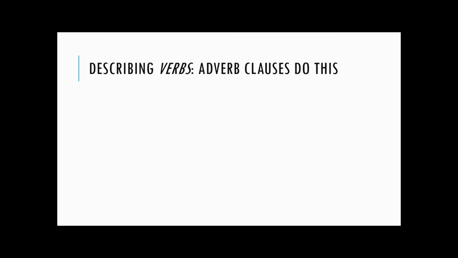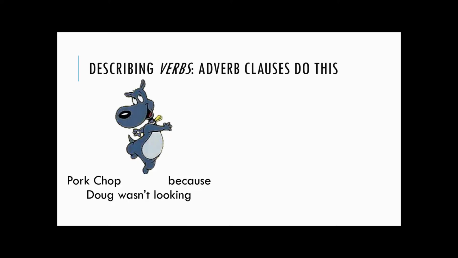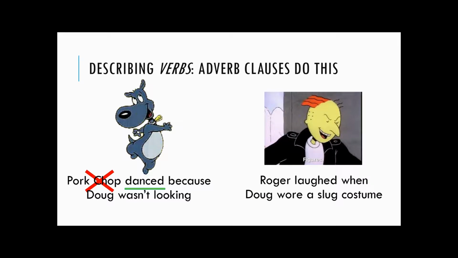Pork chop because Doug wasn't looking didn't make any sense. Pork chop danced because Doug wasn't looking. When Doug wasn't looking has to describe danced, not pork chop. Roger laughed when Doug wore a slug costume. When Doug wore a slug costume tells us why he laughed, not more about Roger. Now let's look at some more in sentences.